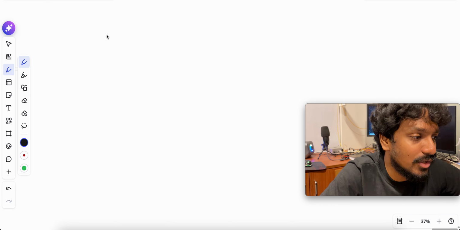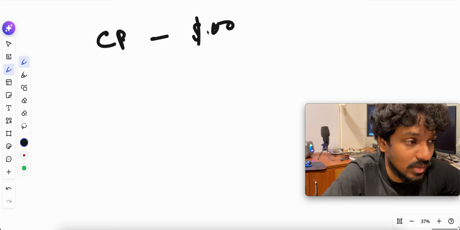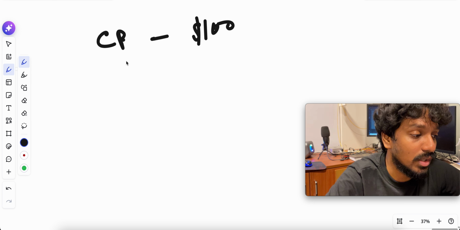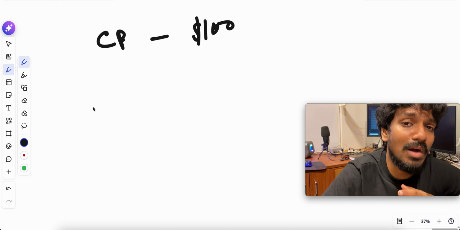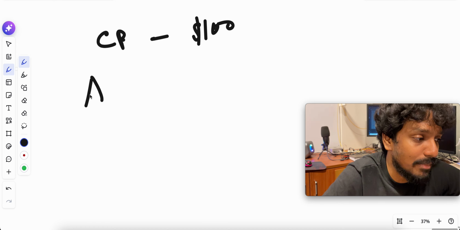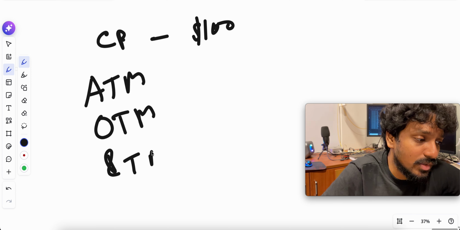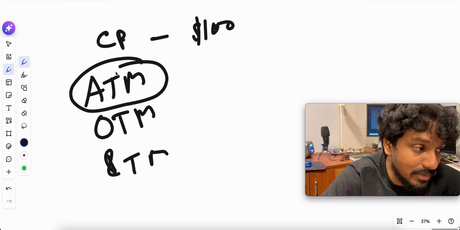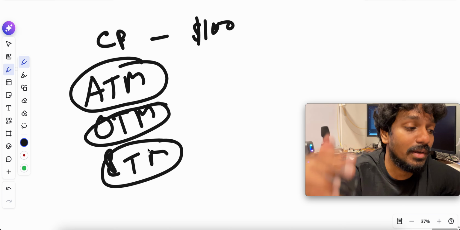So let's assume now the current price of Apple stock is $100. Just assume the current price of Apple stock is $100, and in that, what are all the money market? For example, what is ATM, what is OTM, what is ITM? For the full form, ATM is nothing but at the money, OTM is nothing but out of the money, ITM is nothing but in the money.